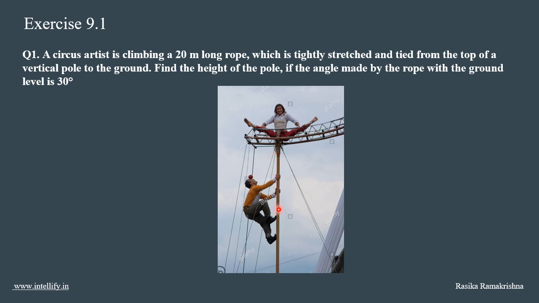So this is the vertical pole. Vertical pole means it's going to be perpendicular to the ground, right? So here's your vertical pole, and the rope here is going to be the hypotenuse of the right angle triangle formed by the vertical pole, ground, and the rope. Okay, so the circus artist is climbing along the rope. So once you have this picture in your head, you have essentially identified the right angle triangle. Therefore, you can go ahead, draw the right angle triangle and see what we can do from there.